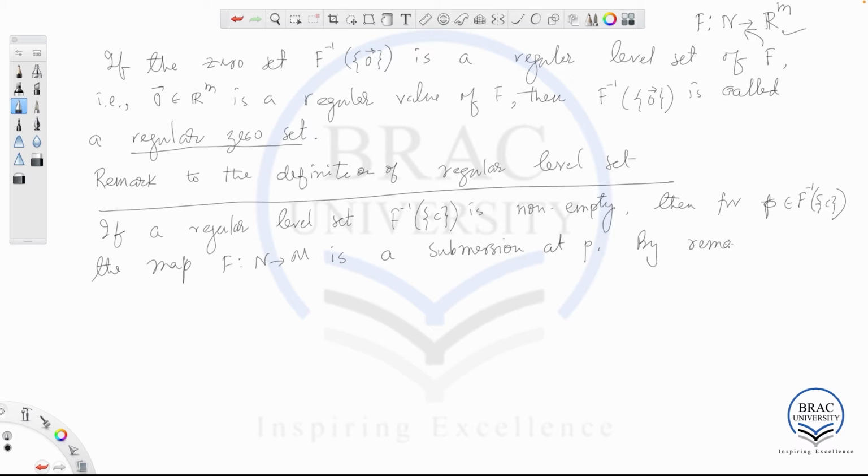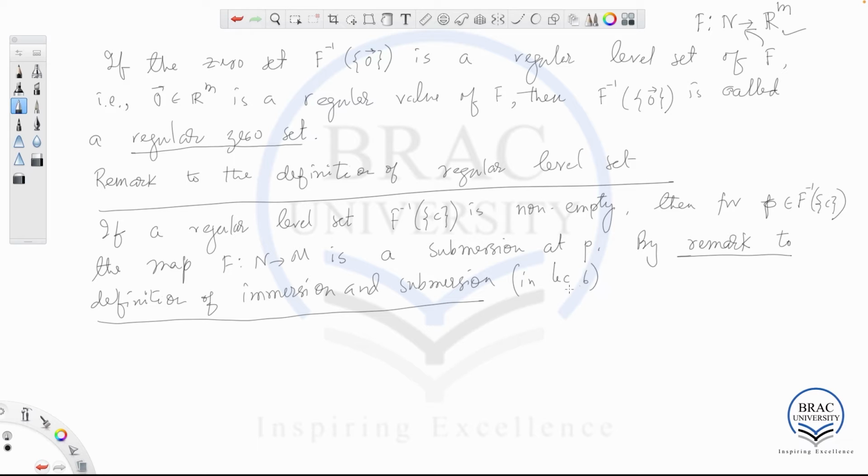Now, by the remark to the definition of immersion and submersion that we provided in lecture 6, since this is a submersion at P, we must have the dimension of N greater than or equal to the dimension of M. Good.